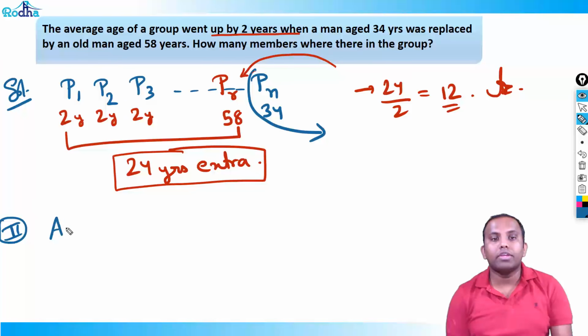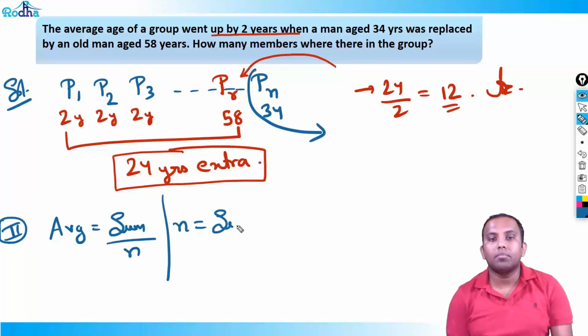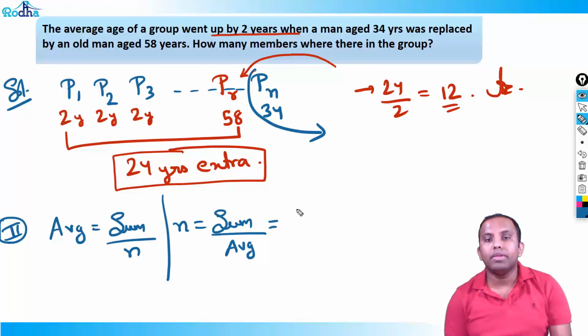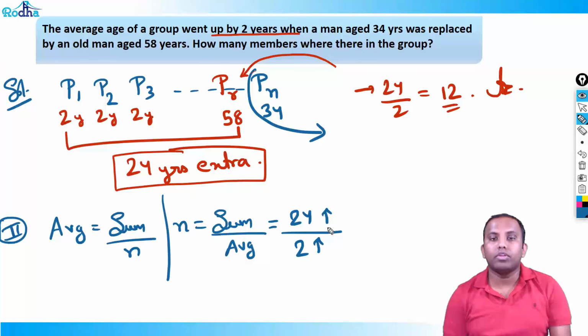So I know that average is sum by n. So n is sum by average. So that would be increase in sum over increase in average. What is the increase in sum here? So the increase in sum is 24 years, right? Increase in average, how much? 2 years. So increase in sum 24 years, increase in average 2 years. So 24 by 2, again n is 12.